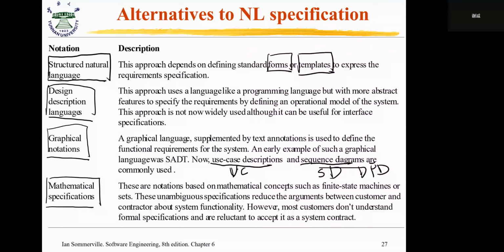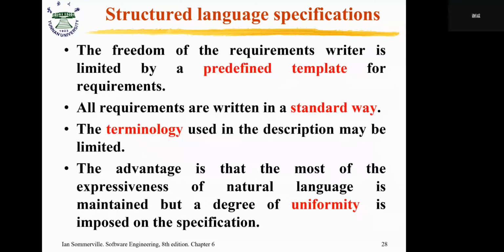So from this slide, I recommend that when you're doing the system requirements, first you can choose structured and also graphical, structured and graphical. Structured language specification: the freedom of the requirement writer is limited by a predefined template, or we can say a predefined form, or template for the requirements.